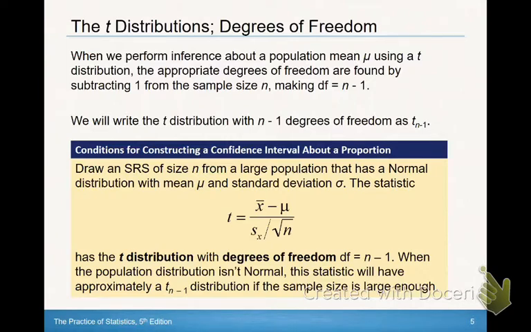So the conditions for constructing a confidence interval about a mean. We draw a simple random sample of size n from a large population that has a normal distribution with a mean of mu and a standard deviation of sigma. The statistic t has the t-distribution with degrees of freedom of n minus 1. When the population distribution isn't normal, this statistic will have approximately a t sub n minus 1 distribution if the sample size is large enough. So we'll talk more about the conditions here soon.